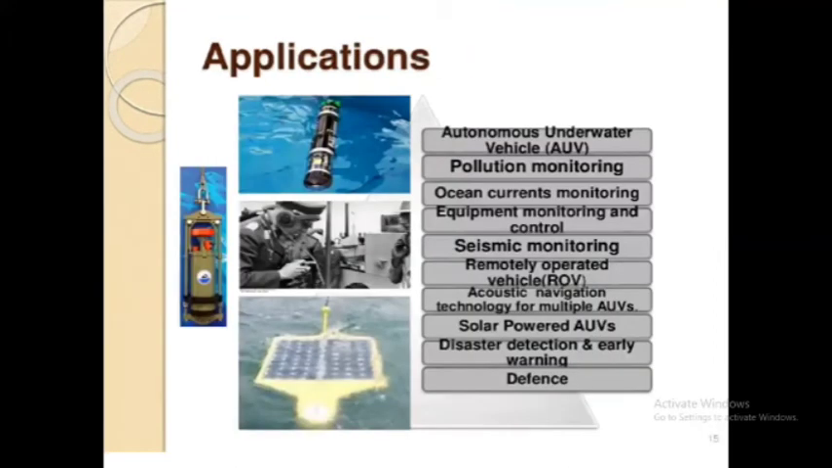Next slide. So then comes the applications of underwater wireless communication. There are many applications of underwater wireless communication. The major ones are autonomous underwater vehicles, pollution monitoring, ocean current monitoring, equipment monitoring and control, seismic monitoring, remotely operated vehicles, acoustic navigation technology for multiple AUVs, solar powered AUVs, disaster detection and early warning. And they all together are also used for defense purposes.